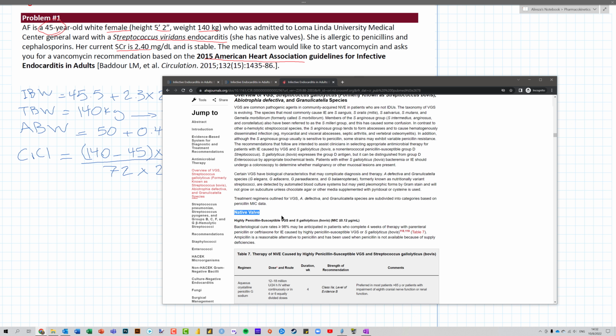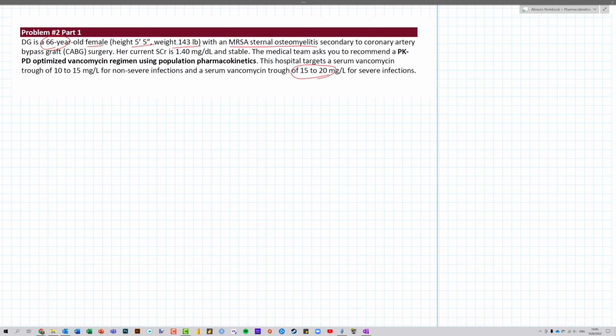So again, the important information is the age. This is a female, height, weight. This is a MRSA osteomyelitis, so this is a severe infection. So we want to go for 15 to 20 per this hospital's protocol. I'm not saying that 15 to 20 is the right target for this infection, but if the hospital has a protocol for this type of goal for trough, then that's what we are doing for this problem. So again, let's do the basics first. For this patient, the weight is given in pounds, so we need to convert it to kilograms.